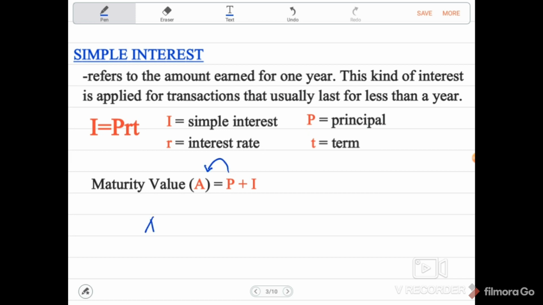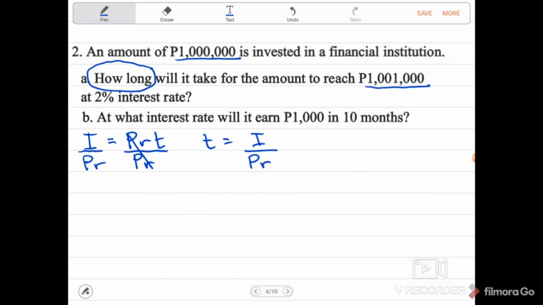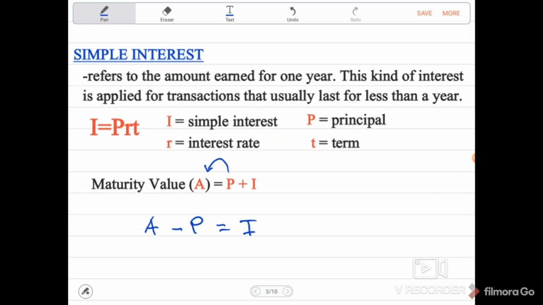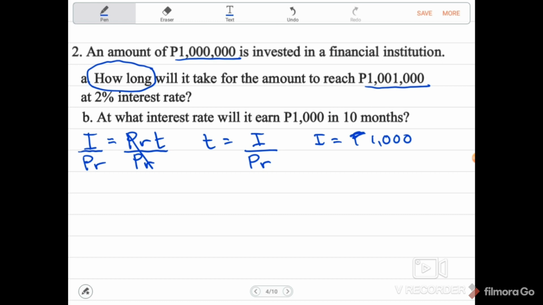So, the maturity value minus the principal is equal to the simple interest. So, ano ba yung maturity value natin? 1,001,000 pesos minus 1 million pesos. So, ang I natin, the simple interest, is 1,000 pesos. Ima-minus lang natin ang maturity value, 1,001,000 pesos, minus the principal amount, which is 1 million pesos. So, matitira is 1,000 pesos.